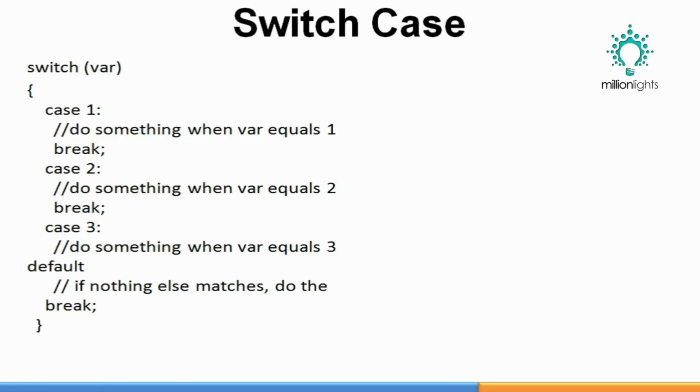If the value of var is 1, then case 1 is executed. If the value of var is 2, then case 2 is executed. If the value of var is 3, then the third case is executed, and so on and so forth. Depending upon the number of values, you can write as many cases as you want. There is also a provision of a default case. If none of the cases match, then we can execute the default case.